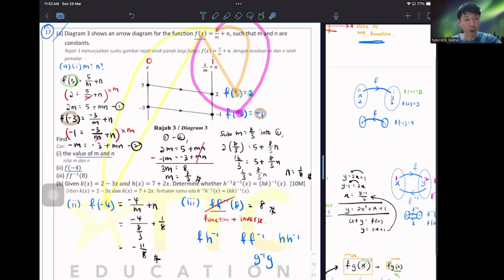Okay, is it good for this one? f f negative 1 of 8. Can straight away cut. Again, must be a function and its inverse together. Only then can cut. Ta-da! Is it good? 17A.